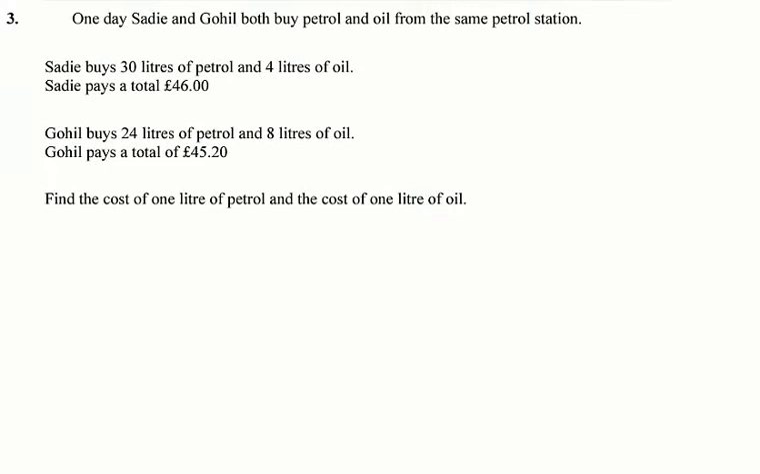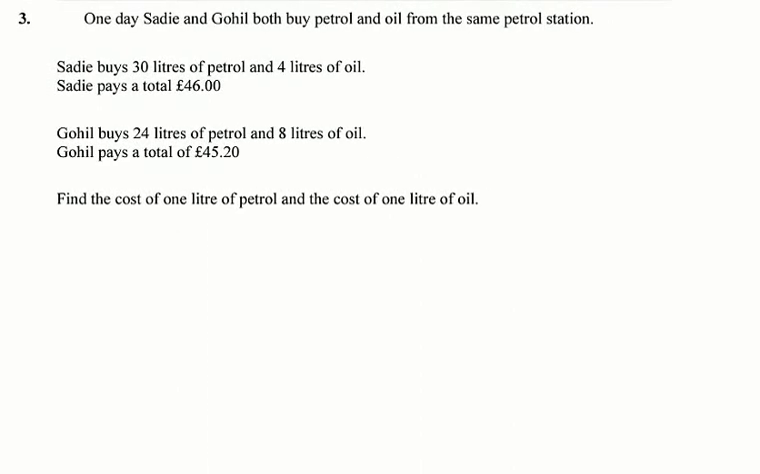So one day Sadie and Gohill buy petrol and oil from the same petrol station. Sadie buys 30 litres of petrol and 4 litres of oil and pays a total of £46. And Gohill buys 24 litres of petrol, 8 litres of oil and pays £45.20. Find the cost of 1 litre of petrol and the cost of 1 litre of oil.